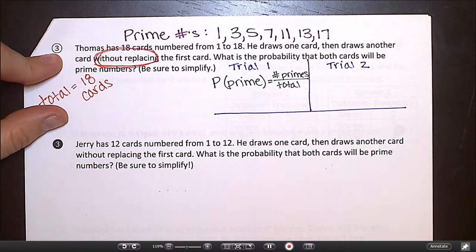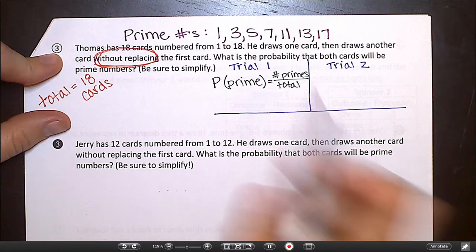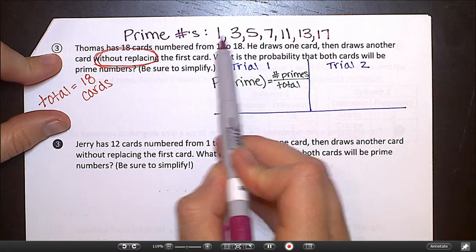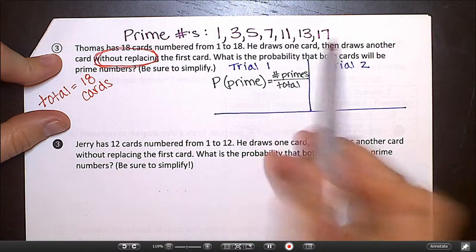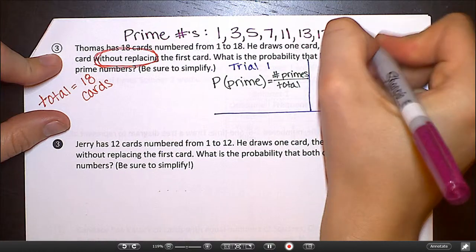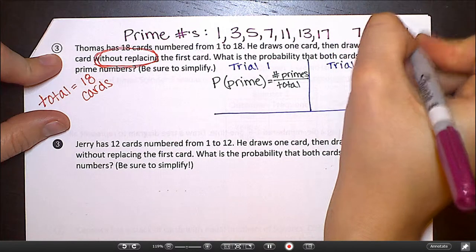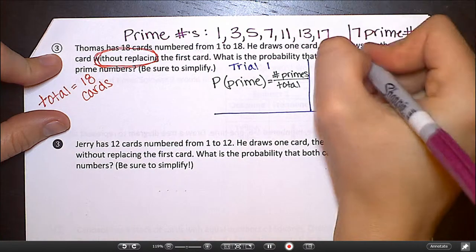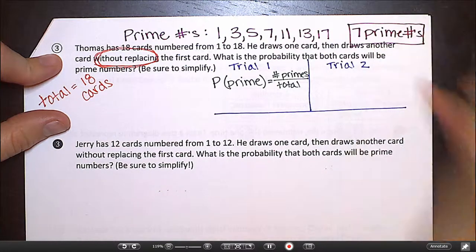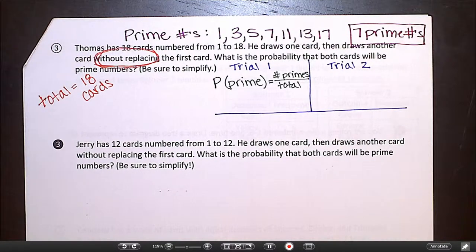And then 18, that would be 2 times 9 or 3 times 6. So that is not prime either. So if I go through my prime numbers, I see that I have 1, 2, 3, 4, 5, 6, 7 prime numbers. Okay, and that's just between 1 and 18. If we counted higher, then we would have a lot more.